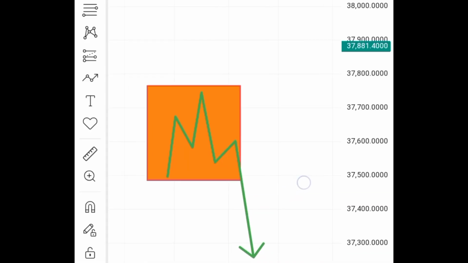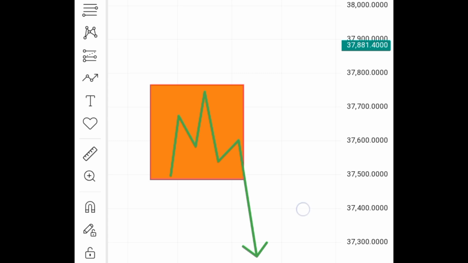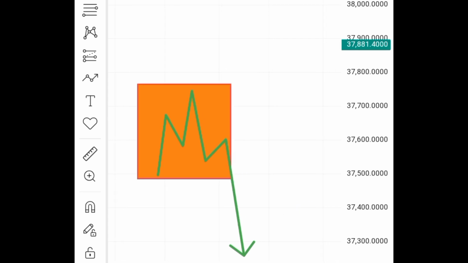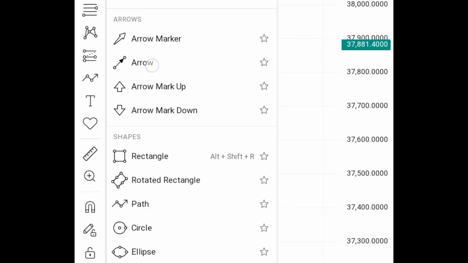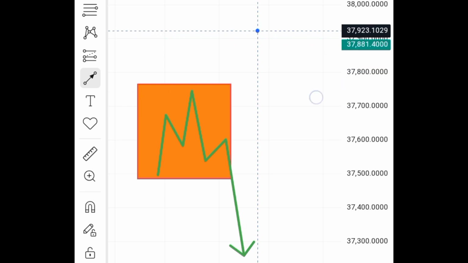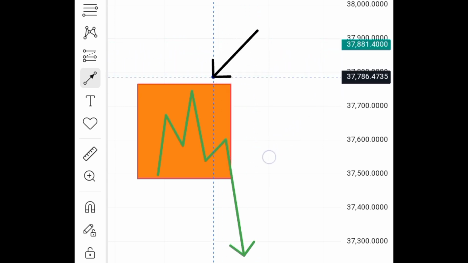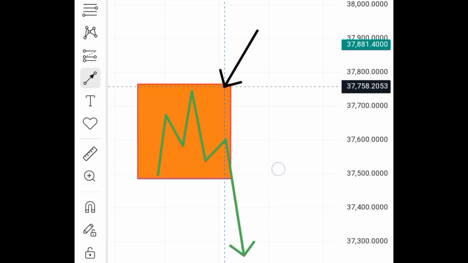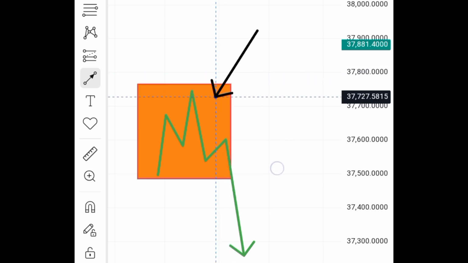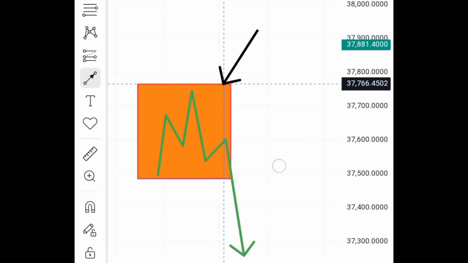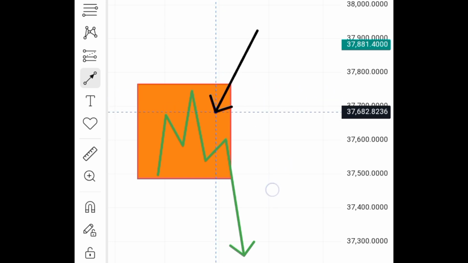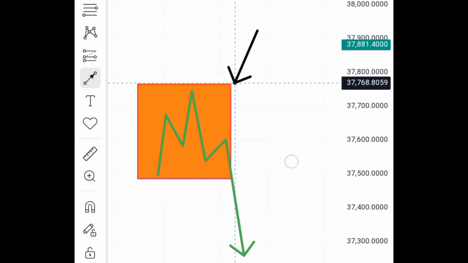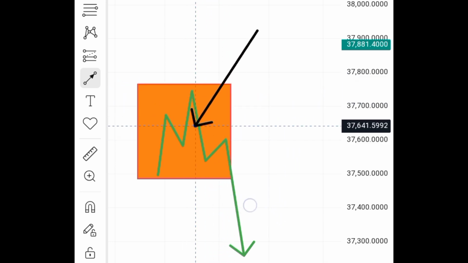So guys, for the sell scenario, you want to be watching out for your London session. Once the market opens, you watch out for the London session. So this box here has to be your London session. Once this box opens, the market will consolidate in this box. Then it will break out.